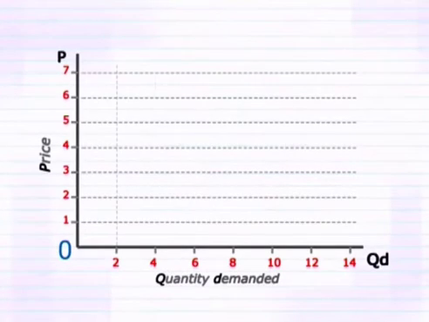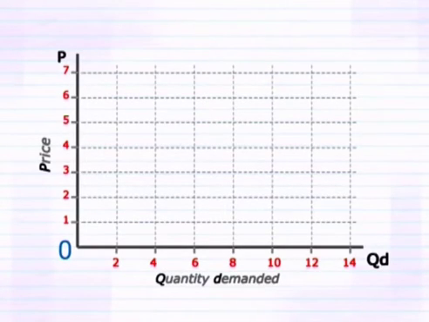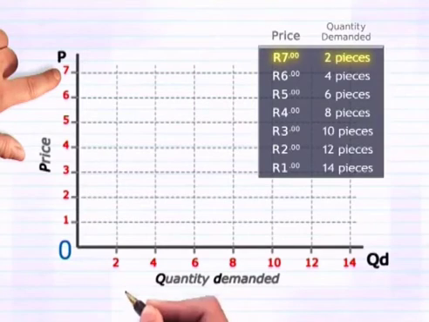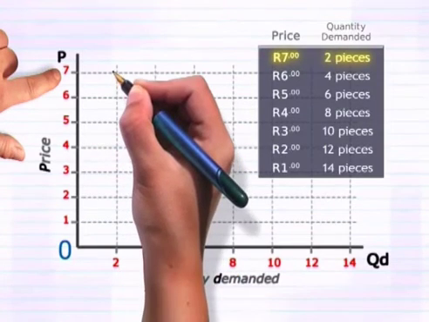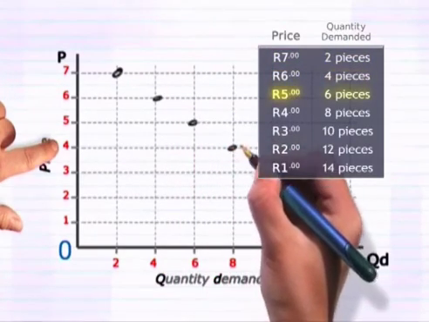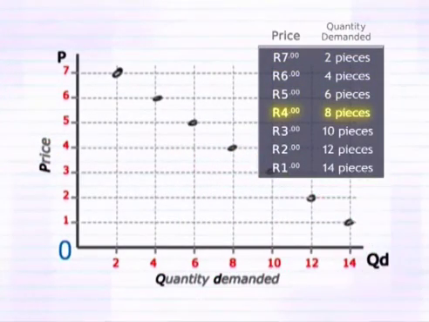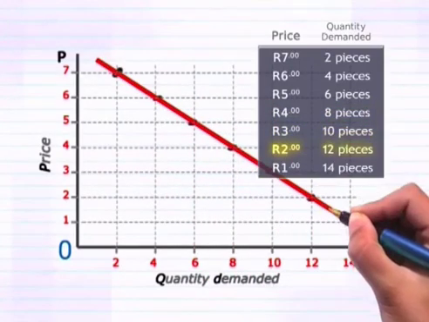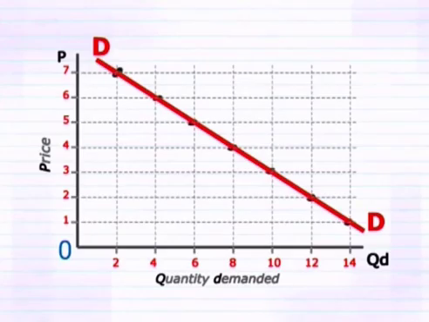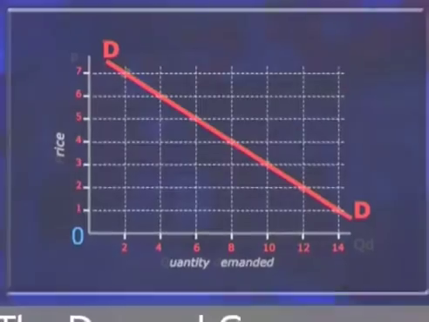Now we can plot points that show the different price to quantity demanded combinations. According to the table, our first combination says that at the price of 7 rand, the quantity demanded is 2 pieces of fried chicken. This combination then is represented by this point on the diagram. And we can similarly plot the rest of the combinations. When we join all of the points to form a curve and label it D at each end, we have created our first demand curve.